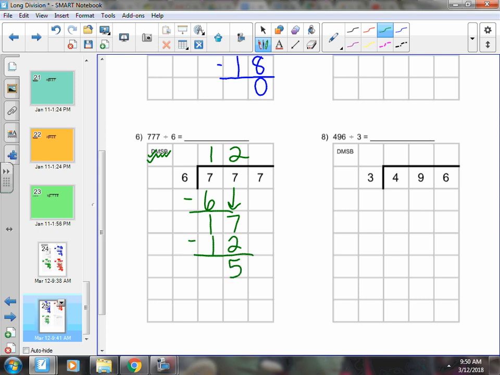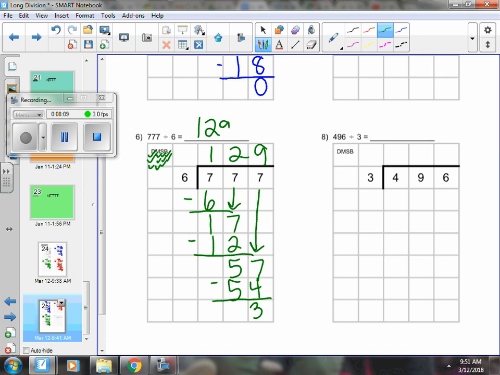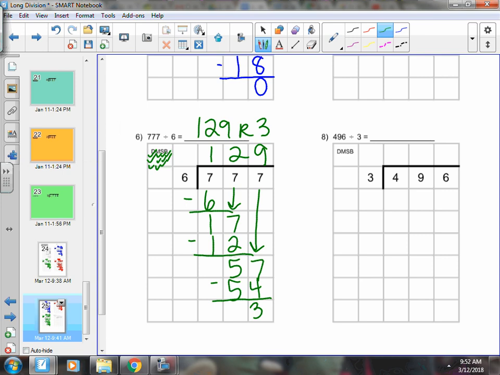Subtract. Bring down. How many groups of 6 fit into 57? 6 times 9 is 54. All right, multiply. 9 times 6 is 54. Subtract. There's nothing to bring down. That's when you know you're done. 129 with 3 left over. Because there were 3 left over, that's why we couldn't make another group of 6 from it.